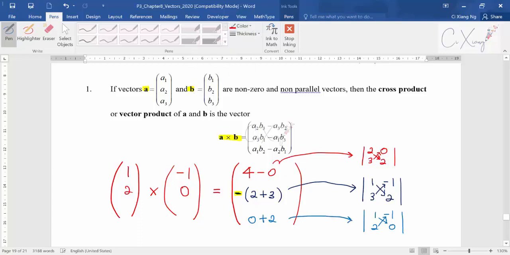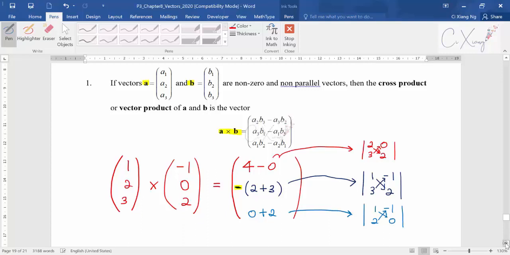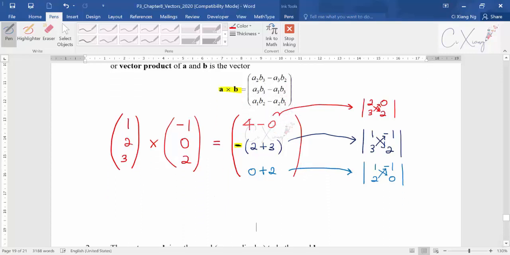Okay, so after that, you just try to simplify everything. So what do you have here? That means you're having 4, -5, and also 2 as your final answer for the cross product. Okay, so this is how we carry out the cross product operation.